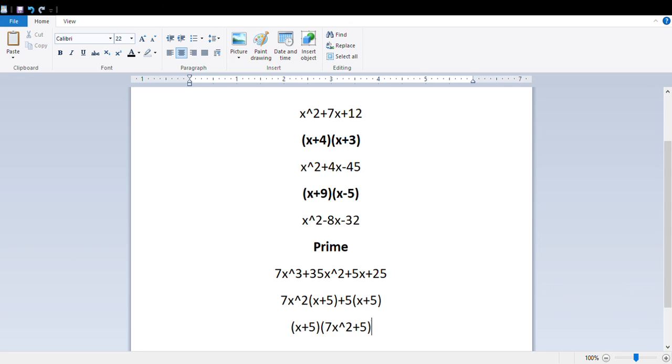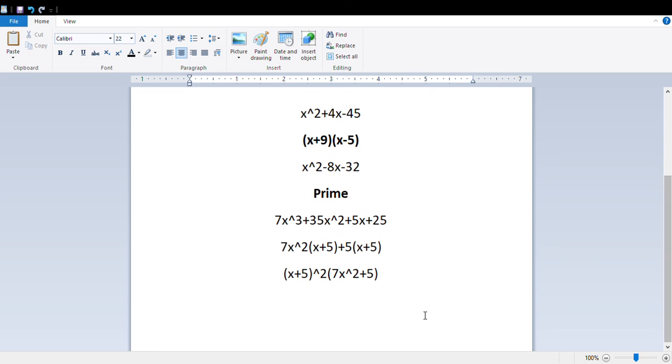And you guys might be wondering, how are we even allowed to combine this x plus 5 over here and this x plus 5 over here? Actually, you can do that. Because if you decided to make this squared, you guys can experiment with this on your own. If you did x plus 5 squared times 7x squared plus 5 and you multiplied them, you'll realize that it's not even what your original equation was. In fact, this would even have an x to the power of 4 as your highest degree. So this would be your answer right here: x plus 5 times 7x squared plus 5.